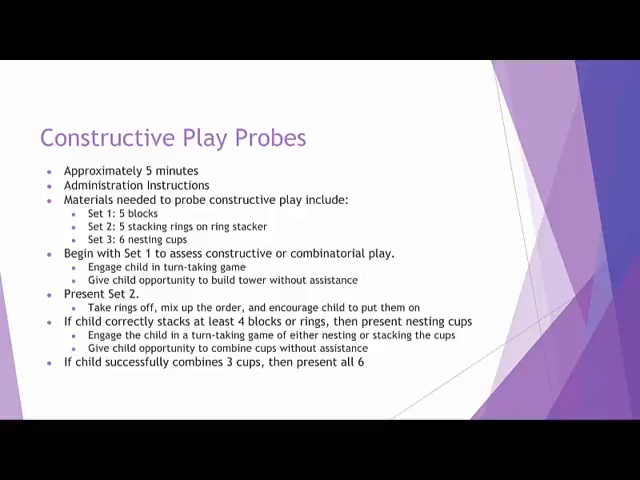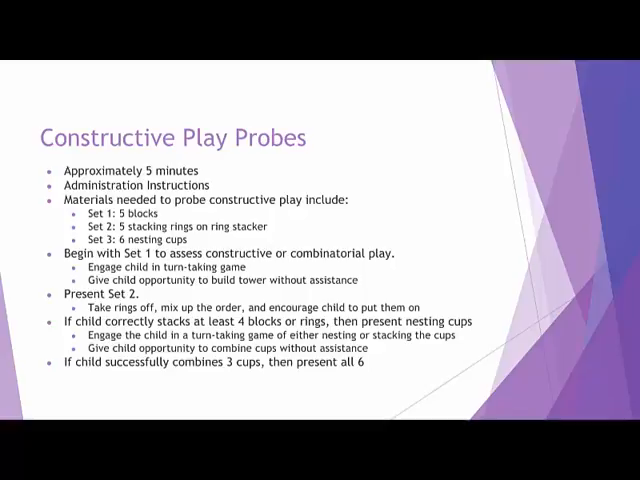The materials needed to probe constructive play include set 1, which is 5 blocks, set 2, 5 stacking rings on a stacker, and set 3, 6 nesting cups. The evaluator will begin with set 1 to assess constructive or combinatorial play and will engage the child in a turn-taking game of building a tower and knocking it down. Then the evaluator will give the child the opportunity to build a tower without assistance.